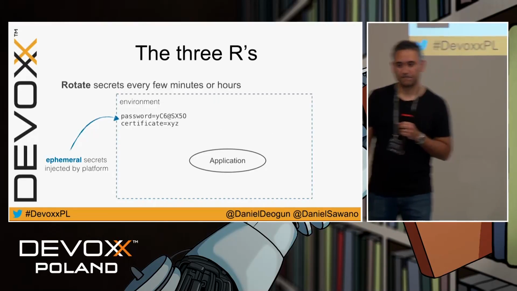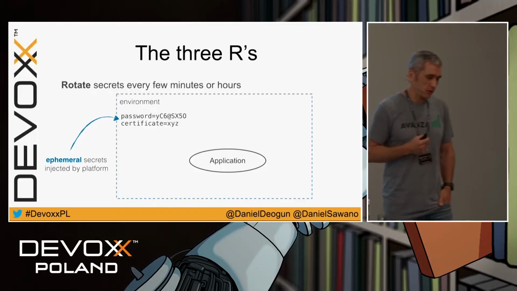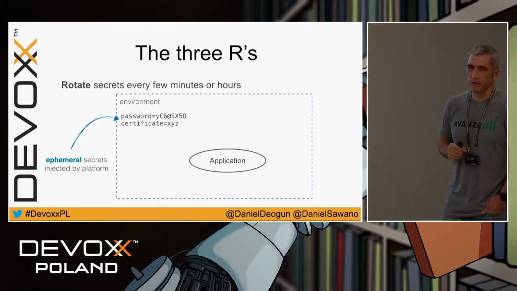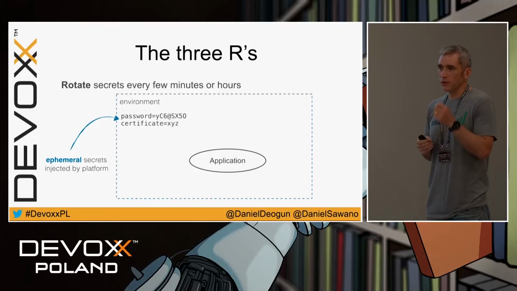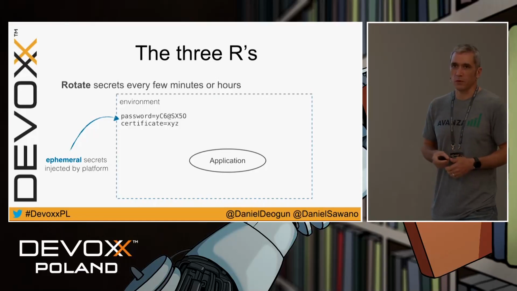So rotate your secrets every few minutes or hours. Let's start with a simple example. You have the password that we talked about earlier. You have that in the environment because you learned earlier to put your configuration in the environment. Now you want to change that password, let's say, every 5 minutes. Every 5 minutes, replace it with a new one, and the old one will be invalid.